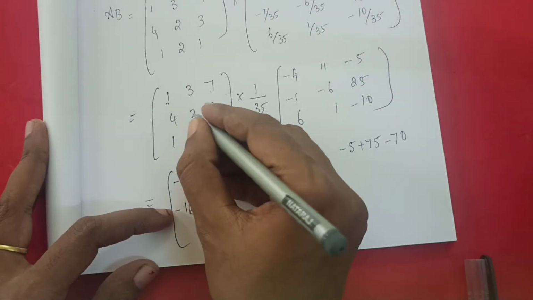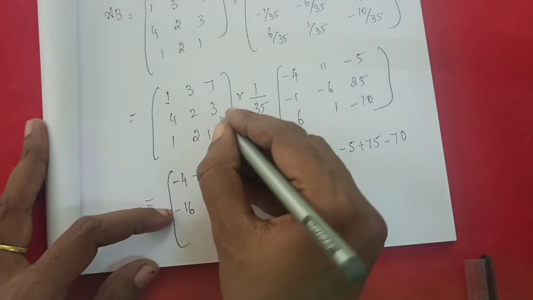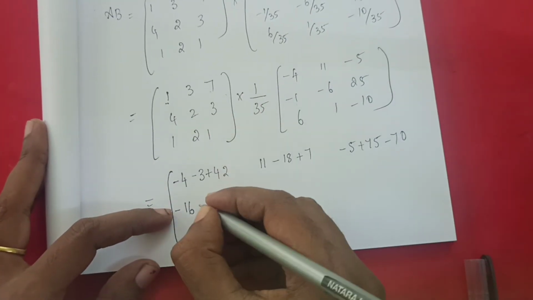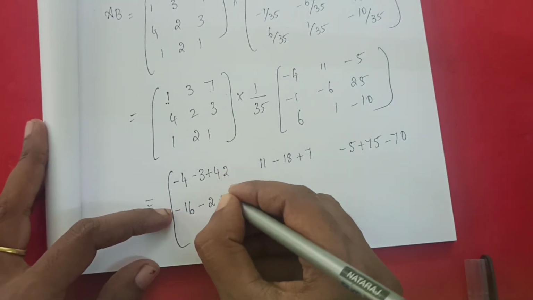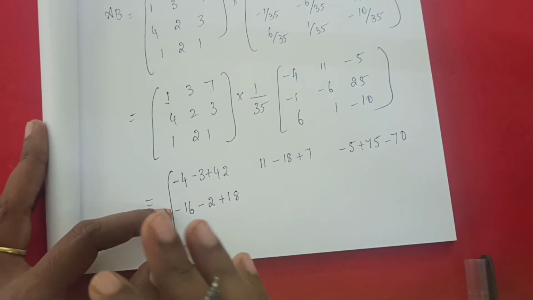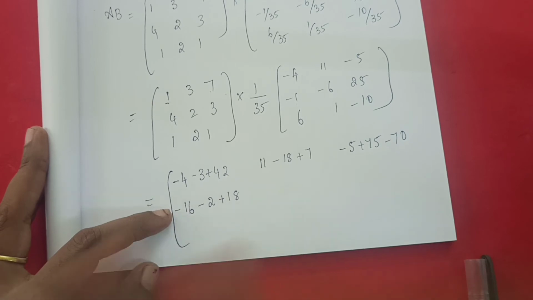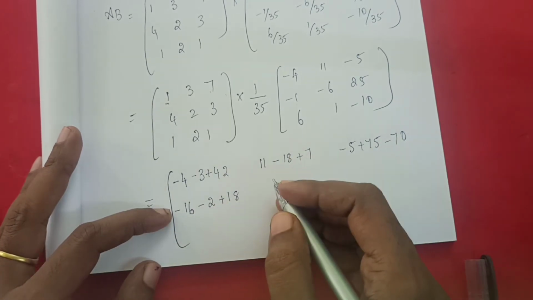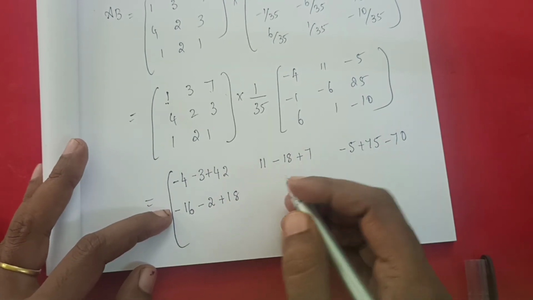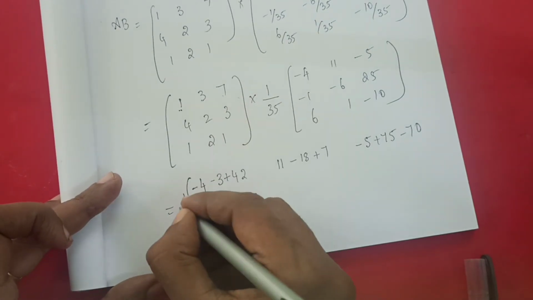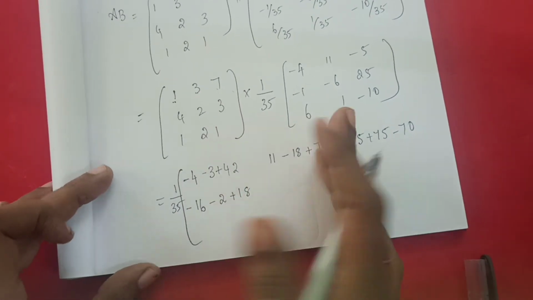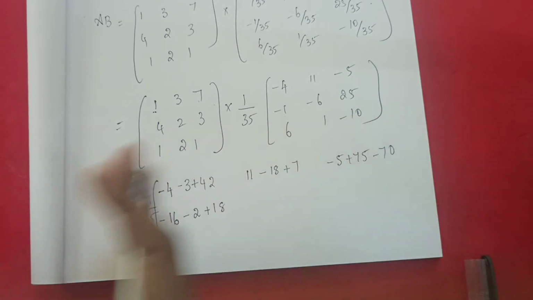Minus 16. 2 into minus 1 is minus 2, plus 18. Listen here, students, again I am saying, if you are not feeling convenient to do it like this, please use the 7 method and multiply, no problem at all. Okay, 1 by 35 will be here. No problem, afterwards you can multiply. So I brought it here.